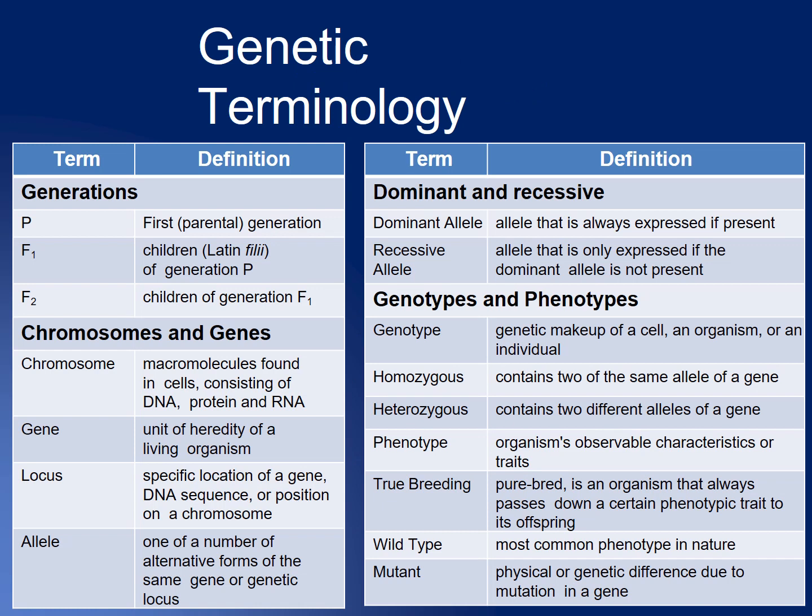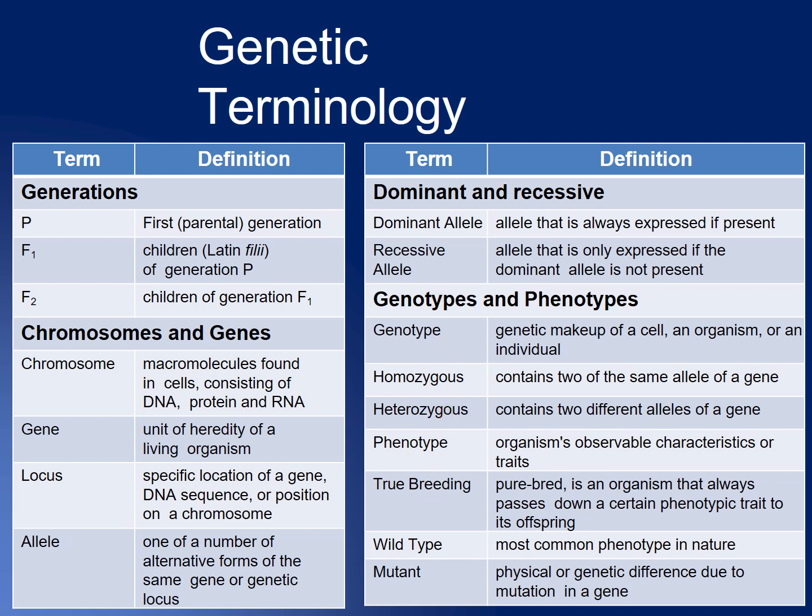This table also shows definitions of some other terms like chromosomes. These are the macromolecules found in the cell consisting of DNA, protein and RNA. Gene is the unit of heredity of a living organism. Locus is a specific location of a gene or a DNA sequence or position on a chromosome. Alleles, as previously mentioned, are one of a number of alternative forms of the same gene or genetic locus. These terms have been mentioned in the previous slide.